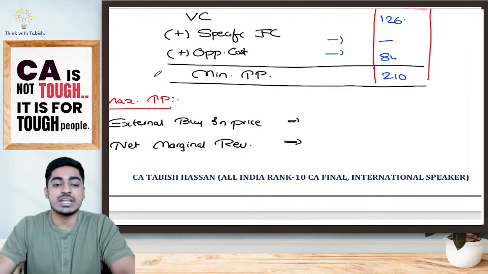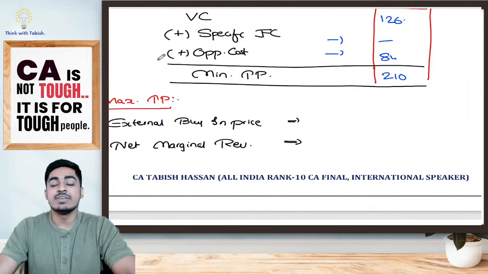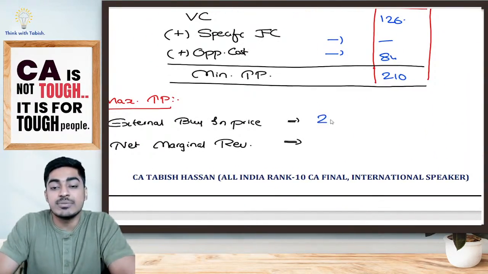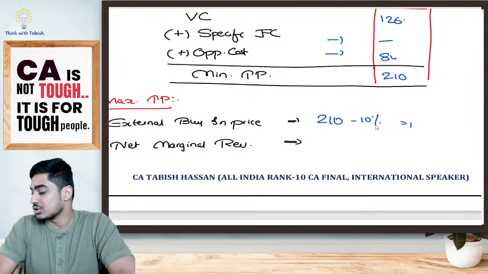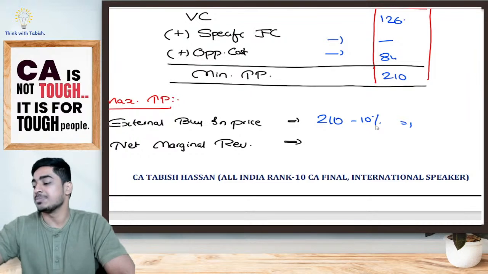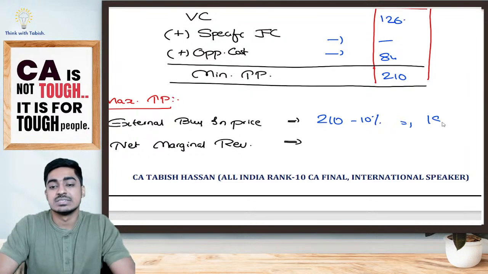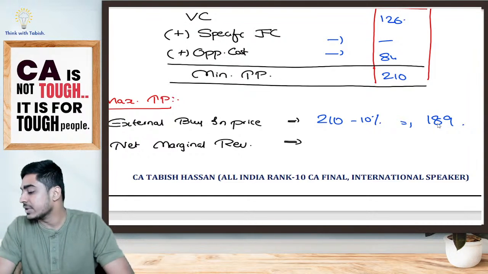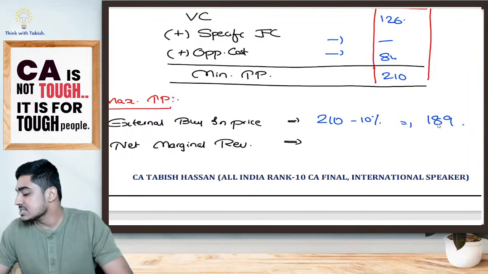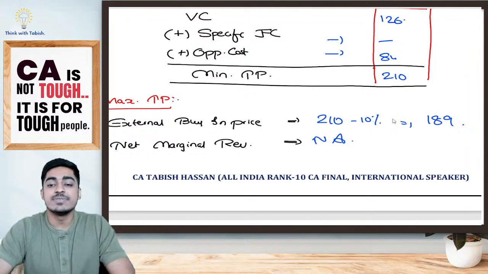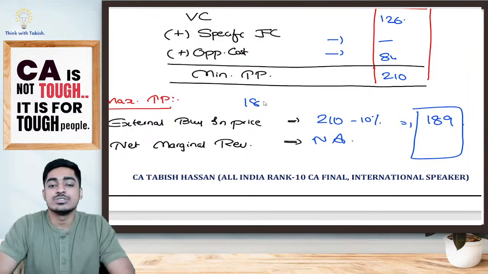Now, what is the maximum transfer price? How much maximum is the other division willing to pay? Look at this. The division can purchase it at 210 minus 10 percent discount. It is available at 210 rupees minus 10 percent discount. So how much is it, students? 189 rupees. Net marginal revenue details are not given, so we will not consider it. So the maximum amount the transferee is willing to pay is 189 rupees only.